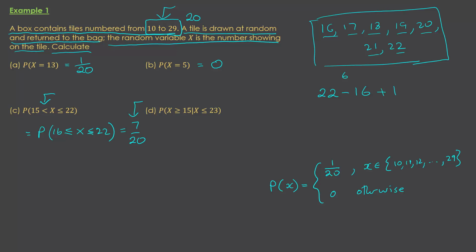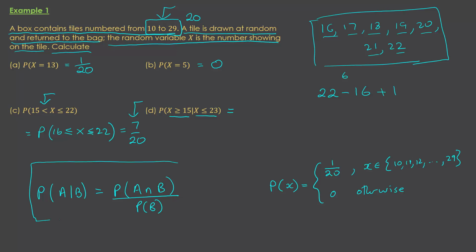Now, the last part is a conditional probability. We want the probability x is more than or equal to 15, given that it's less than or equal to 23. Now, conditional probability, A given B, you should know is the probability of A and B divided by the probability of B. We're going to look at this several times in this section because this is often where students fall down.